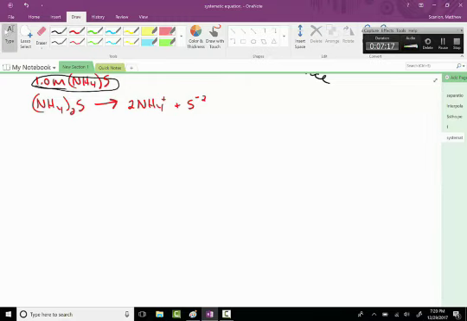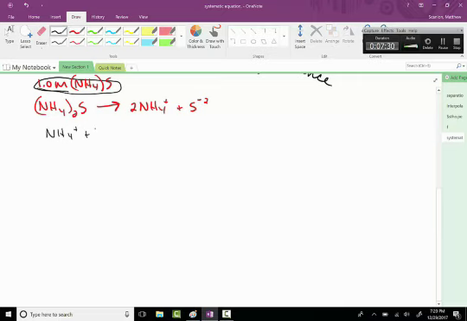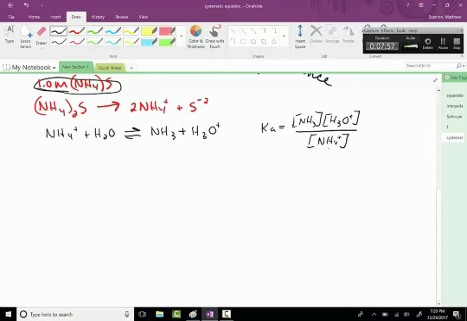All right, now NH4 plus will react with water to give us NH3 plus H3O plus. I have a Ka for that. Ka equals the concentration of NH3 times the concentration of H3O plus divided by the concentration of NH4 plus. That's one reaction that occurs. Now I'm going to look at the sulfide. The sulfide can do some fun stuff too.